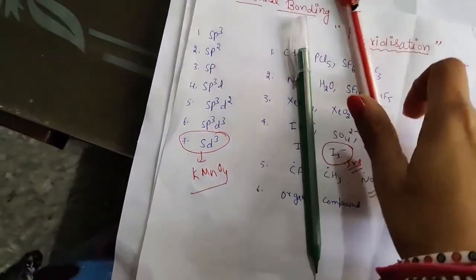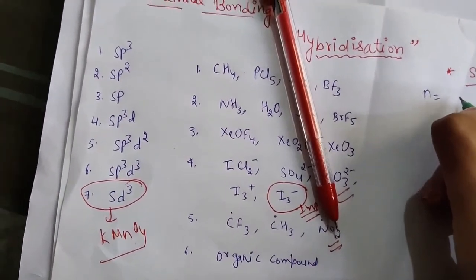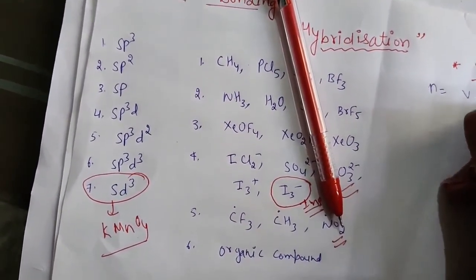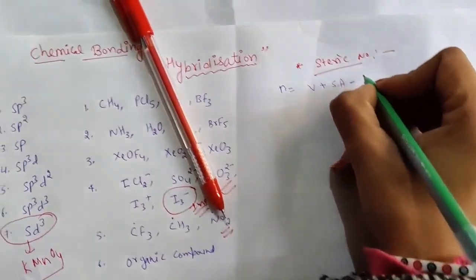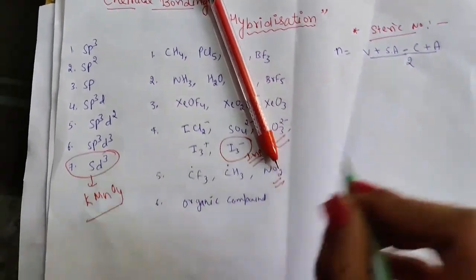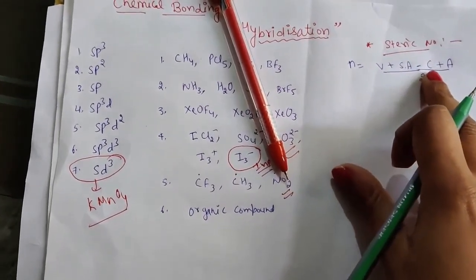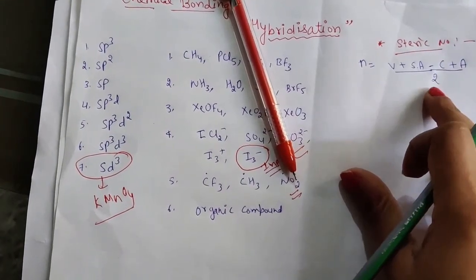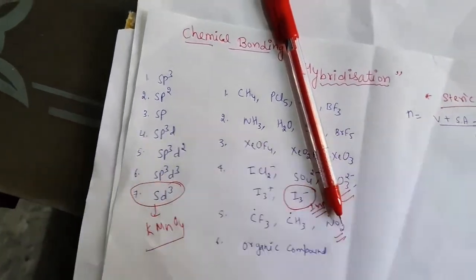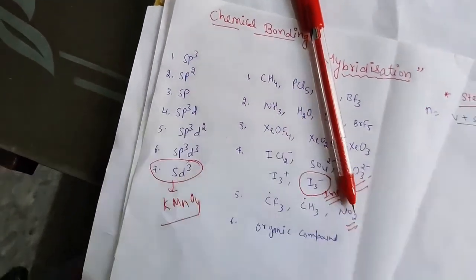In this, we just have a simple formula: n is equal to valence electron plus side atom electron minus charge of cation plus charge of anion, divided by 2. So it is the general formula. Here we will get a number which we compare and find out the hybridization.